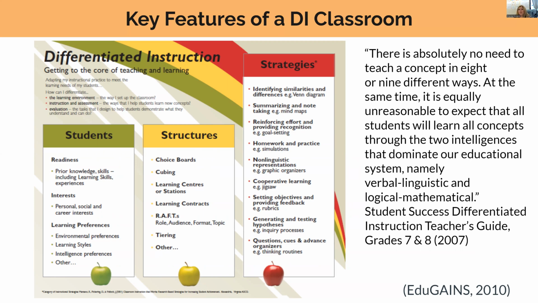So vary those strategies. This quote here is actually from EduGAINS, but it's from their Student Success Differentiated Instruction Teacher's Guide for grades 7 and 8. It says there is absolutely no need to teach concept 8 or 9 different ways. At the same time, it's equally unreasonable to expect that all students will learn all concepts through the 2 intelligences that dominate our education system. And they're talking about the verbal linguistic and the logical mathematical. So try to vary that as much as you can.